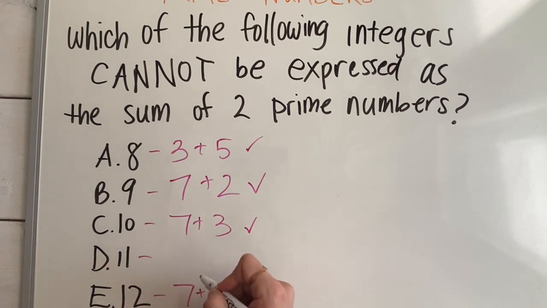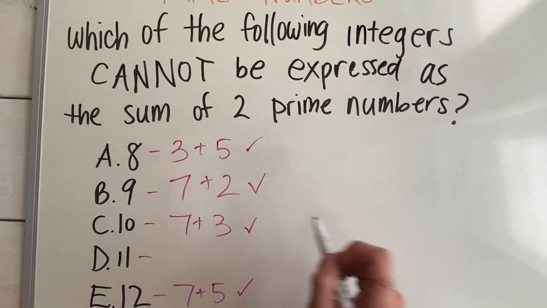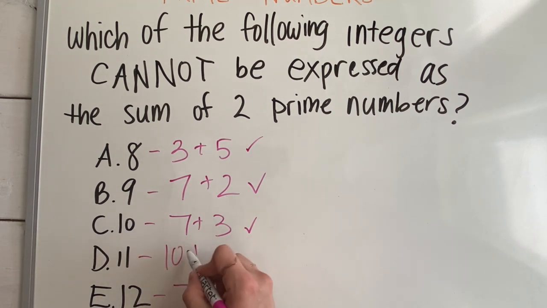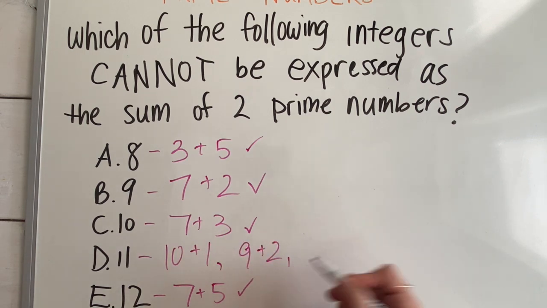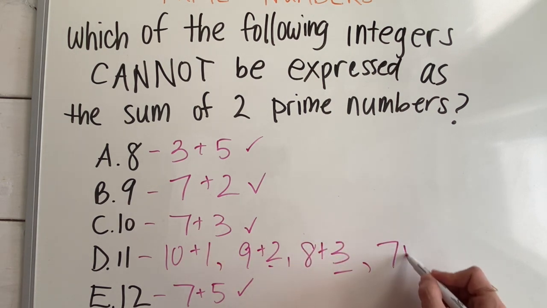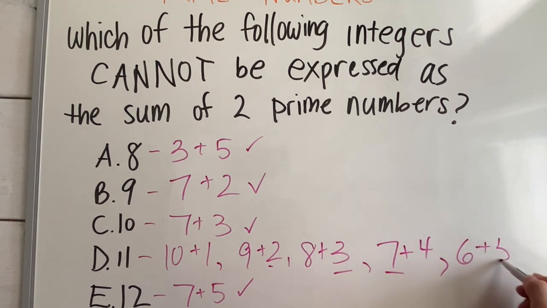When it comes to 11, though, we don't have 2 prime numbers that we can use to get to 11. And let's look at all the ways that you could add numbers to get to 11. We could do 10 plus 1. Neither of those are prime. 9 plus 2, 1 prime number. 8 plus 3, again, just 1 prime number. 7 plus 4, 1 prime. And 6 plus 5, 1 prime. So D is our answer.